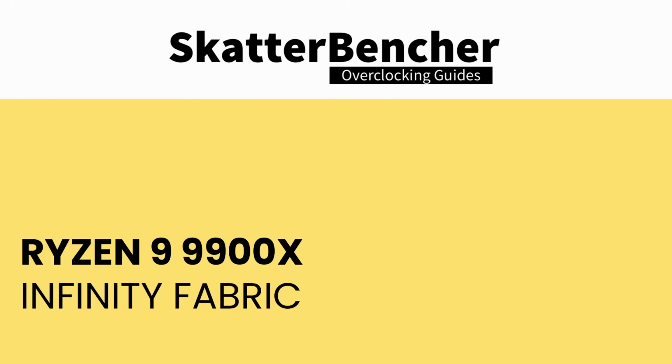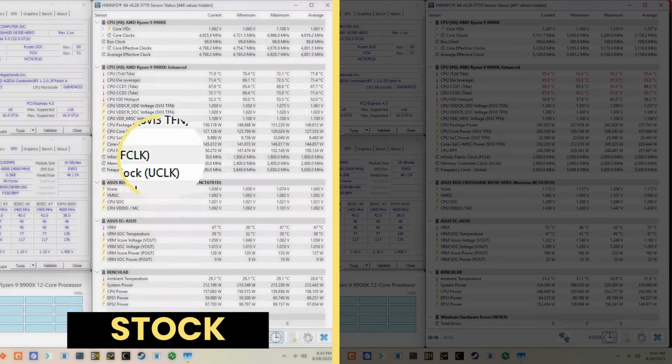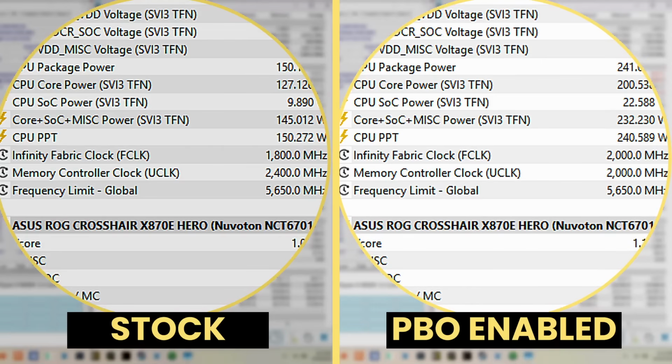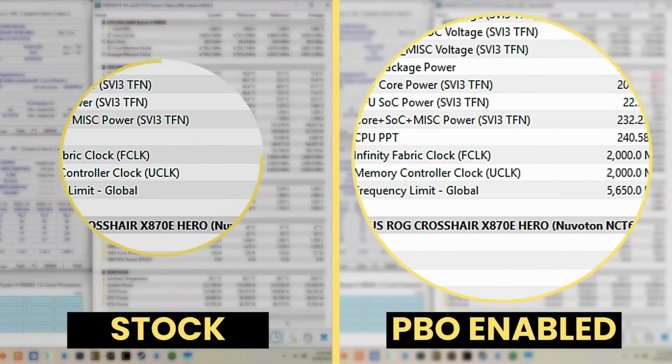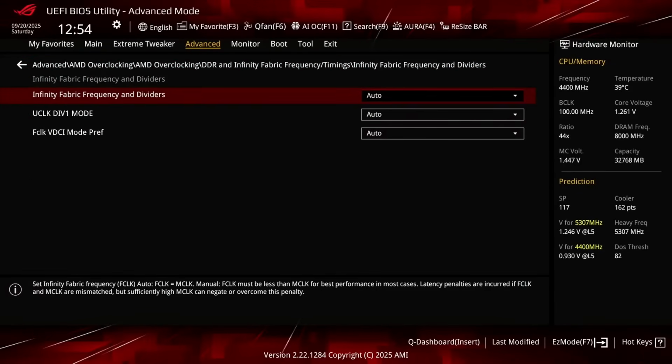The fabric frequency or F-clock is generated by the SoC PLL, derived from a 100 MHz reference clock input. The reference clock is then multiplied by the F-clock ratio, which you can configure in the BIOS. The standard operating frequency of the Infinity Fabric is 1800 MHz, but on many motherboards you'll find it runs at or over 2 GHz when Precision Boost Overdrive is enabled. That said, it doesn't seem there's much overclocking headroom beyond 2 GHz.